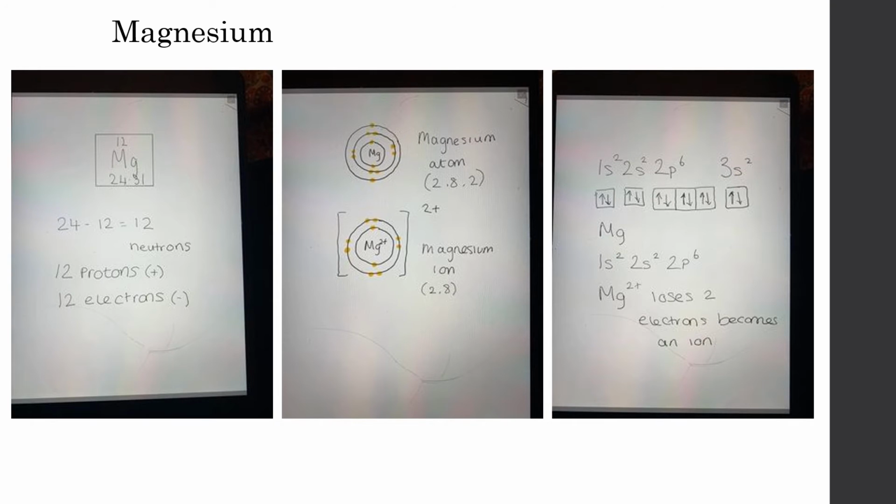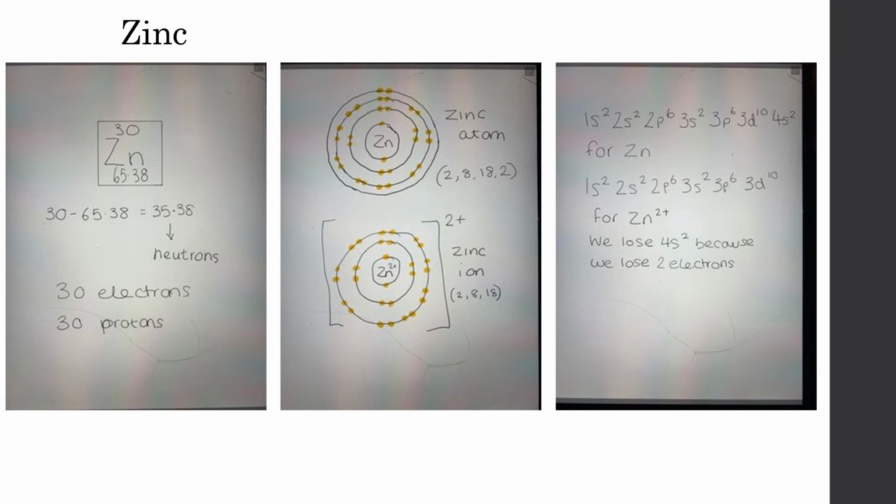Okay, we'll just skip that one, I don't think I'll have time. The next one we have a look at is zinc. So zinc, for example, has 30 as the atomic number and 65.38 as the mass number, so that means there's 35.38 neutrons, just round up to 35. And we have 30 electrons and 30 protons.